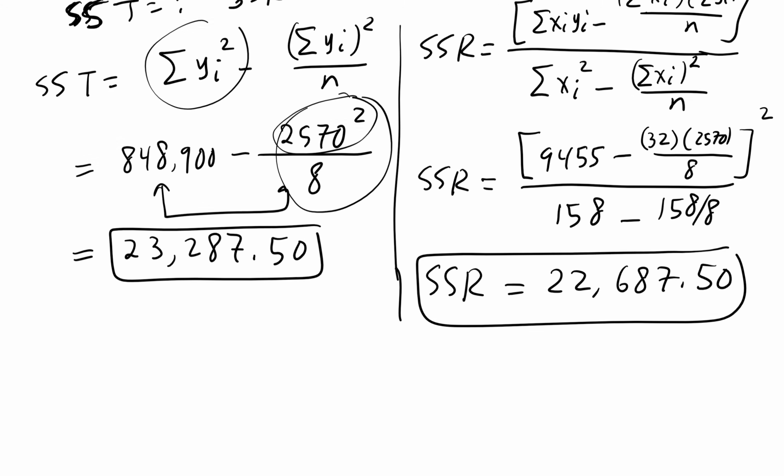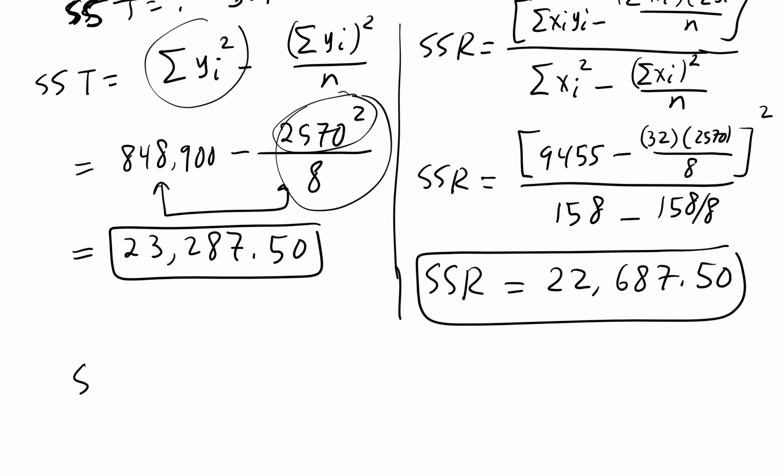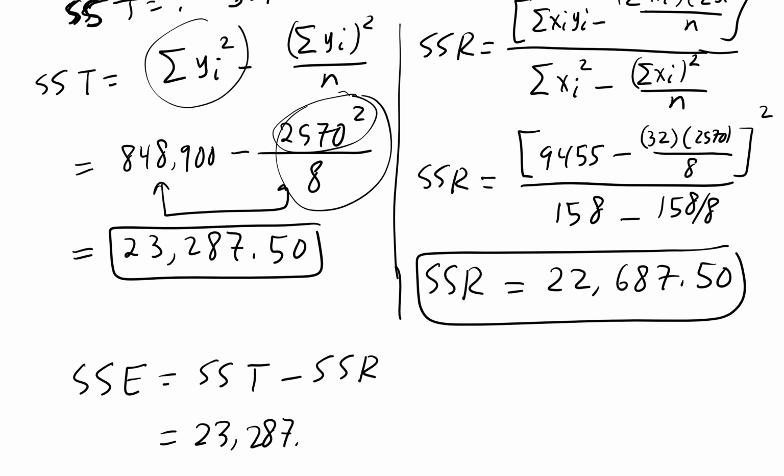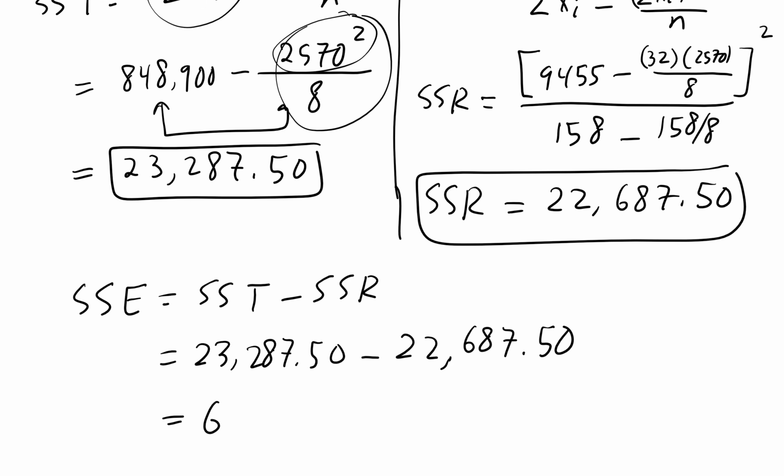From this, we can find the SSE, which is SST minus SSR. SST, we found, is 23,287.50, minus 22,687.50. And this gives us exactly 600.